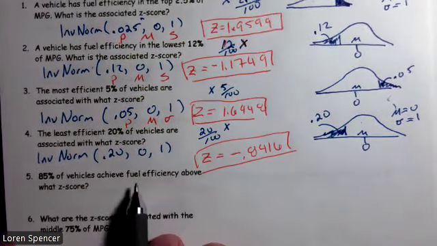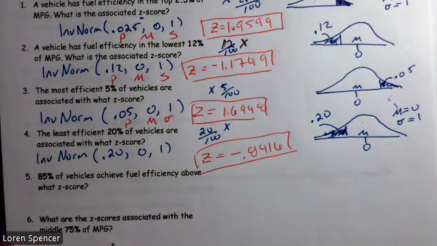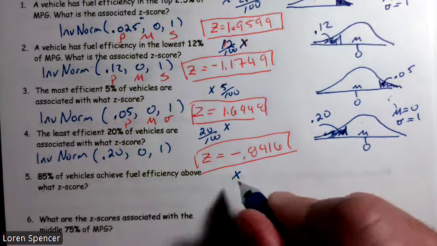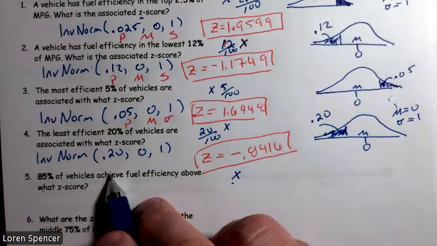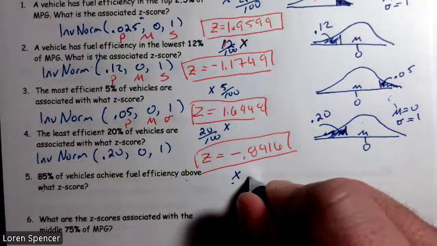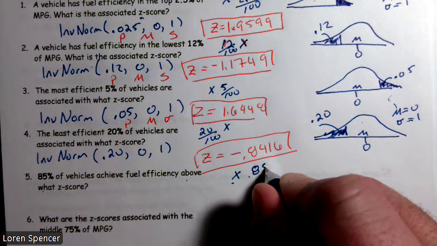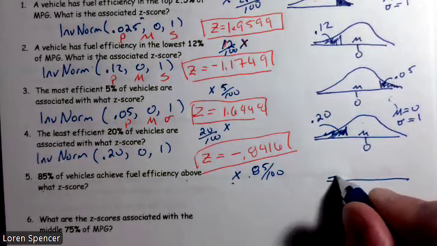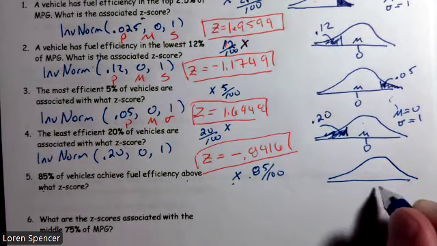85%, achieve a value above what z-score? Huh. So once again, we're still asking for a z-score, but x, we put an x, but it says above. So, oh, that means my 85 is up here. And don't forget, we got to divide it by 100. So, got to be careful when we draw this one. This is a little bit trickier.